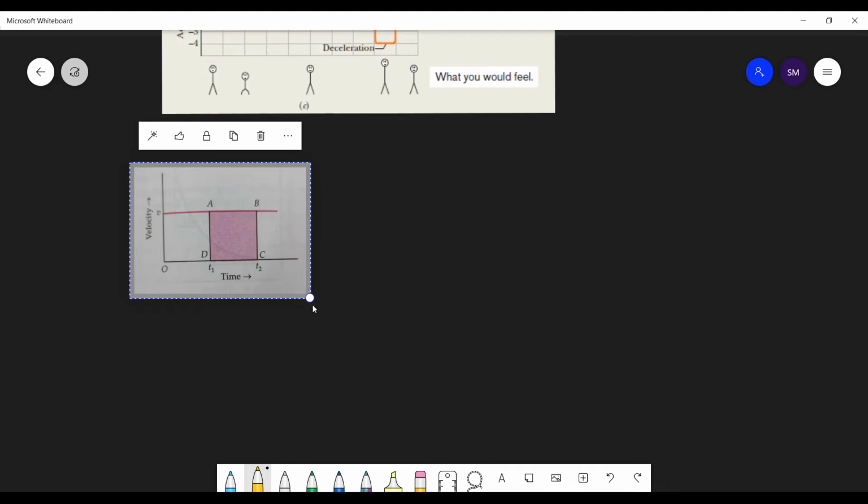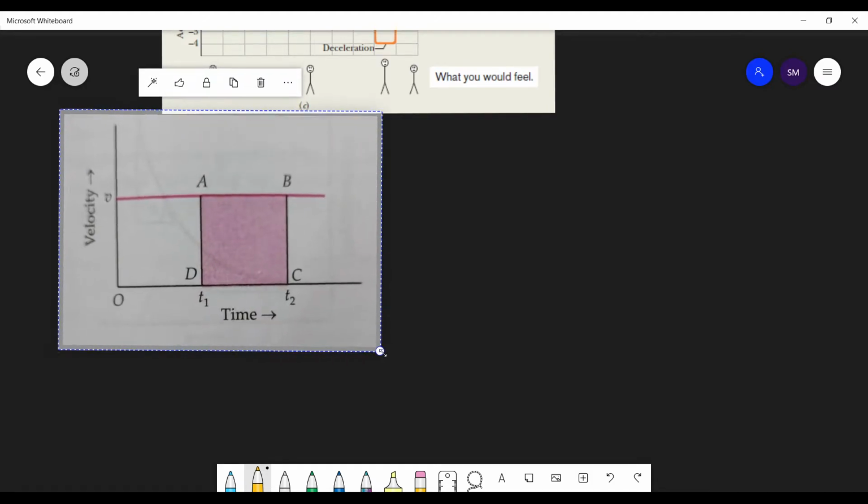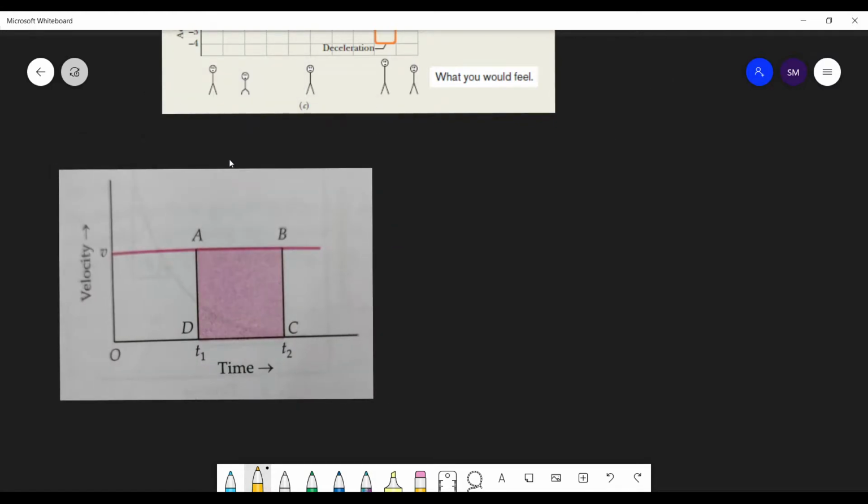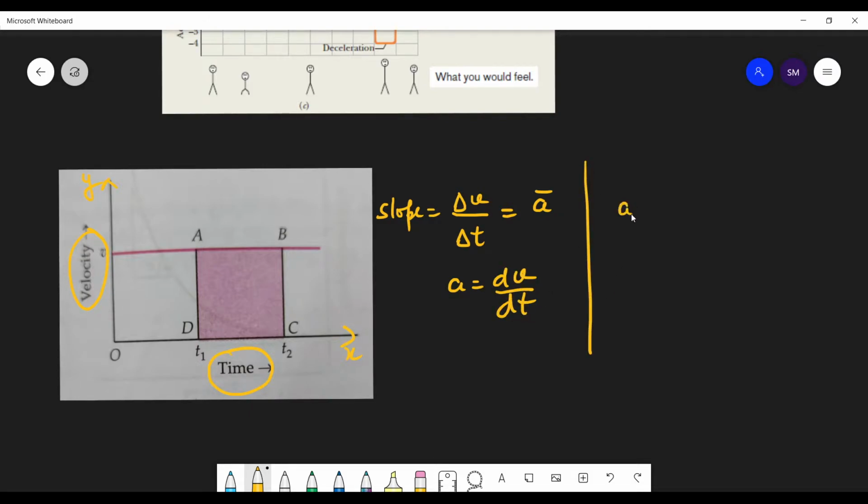Now, slope we have discussed. Now let's discuss another aspect that we look into in the graph, that is area. So students, this is a velocity-time graph. Always see which graph it is. Now the slope is the change in velocity upon change in time, so the slope gives you acceleration. Or if you take instantaneous acceleration, that will be dv by dt. So that's the slope. What about area?